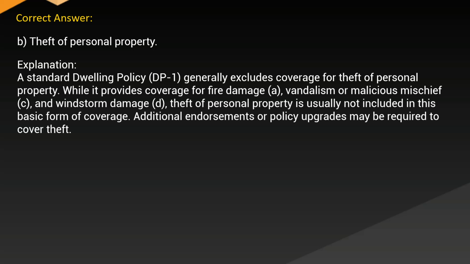Correct answer: B. Theft of personal property. Explanation: Standard Dwelling Policy D1 generally excludes coverage for theft of personal property, while it provides coverage for fire damage, vandalism or malicious mischief, and windstorm damage. Theft of personal property is usually not included in this basic form of coverage. Additional endorsements or policy upgrades may be required to cover theft.